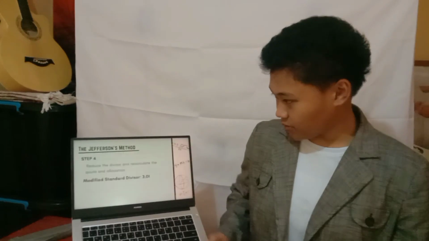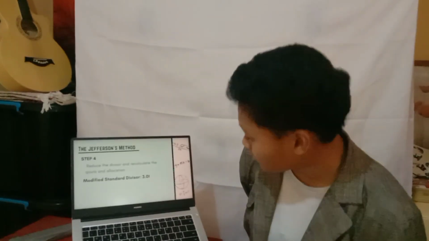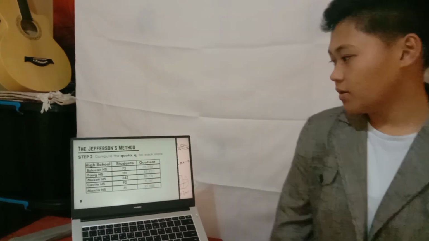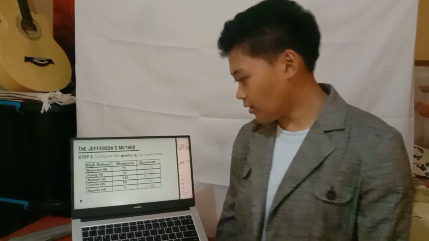So again, let's recalculate and reduce the number. So step 4, of course, reduce the divisor and recalculate the quotas and allocation. So our modified standard divisor here is 3.01. So let's try. Let's see if we're going to get the total allocation right. So we're going to recalculate the quota.